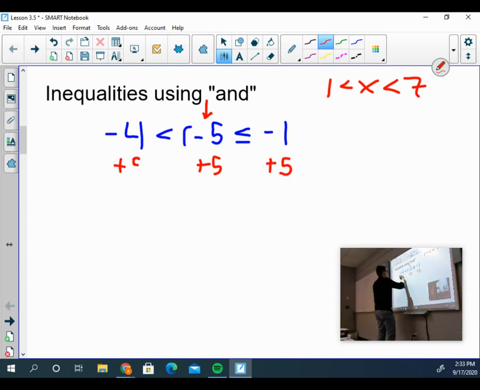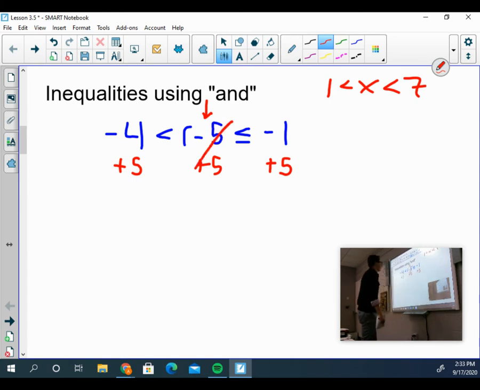Again, the common mistakes here, some people forget to add 5 to one of the ends. Some people will try and add 4. You always want to work from the middle out. Okay, get that variable alone in the middle. That doesn't mean I'm getting rid of any of the ends. Just get that variable by itself in the middle.